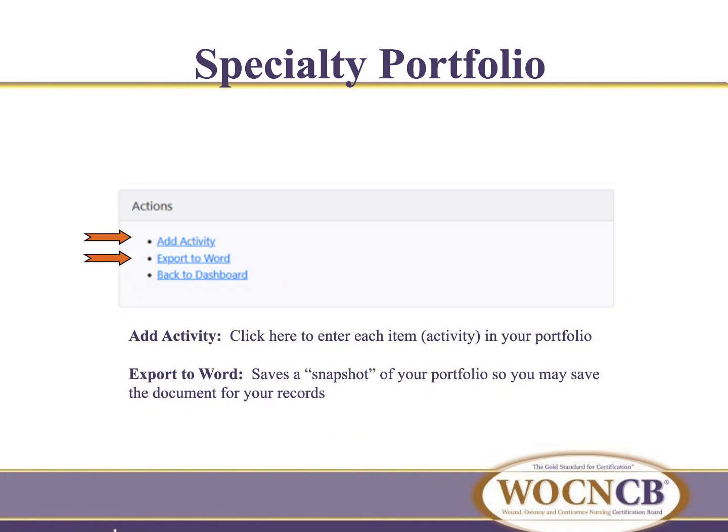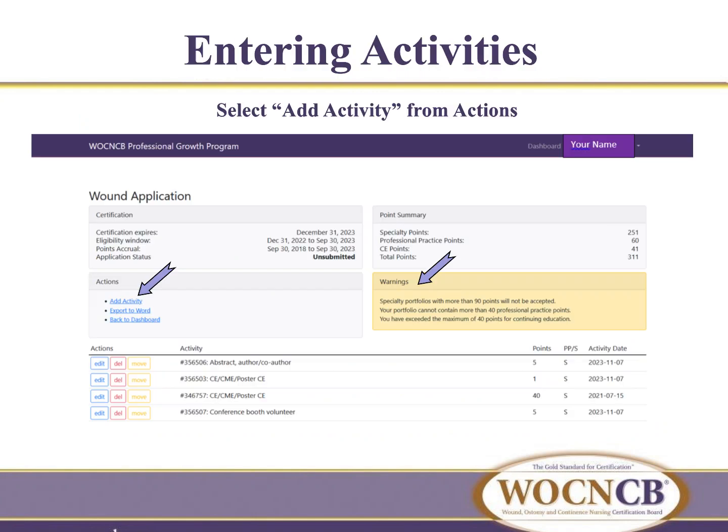Let's look at the Actions section. This is where you may click on Add New Activity to start entering your projects and activities. You may also click Export to Word to export a copy of your portfolio in MS Word format, which sends you a file copy of what is in the portfolio at that time. Keep in mind our online system always saves the information entered, so the export feature can be done anytime, and it's for your own record keeping.